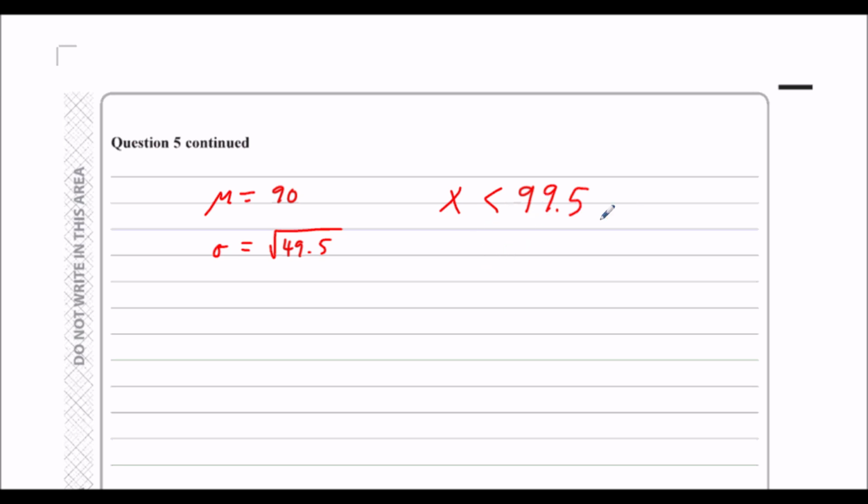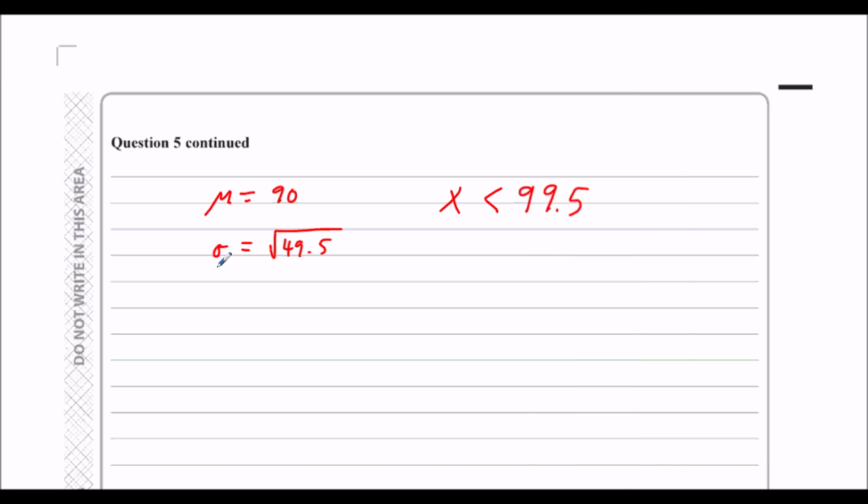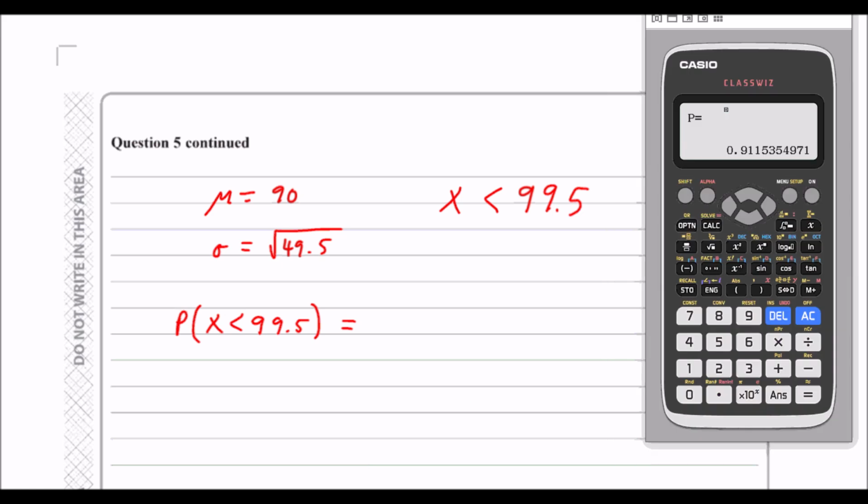So this is what we need to know. So we want our normal cumulative distribution. So the lower is, well, 0, upper 99.5, and a standard deviation of the square root of 49.5. And the mean, oh, it was 90. So we've got a probability of 0.912. So the probability that x is less than 99.5 is 0.912.